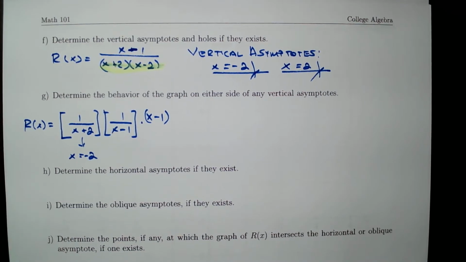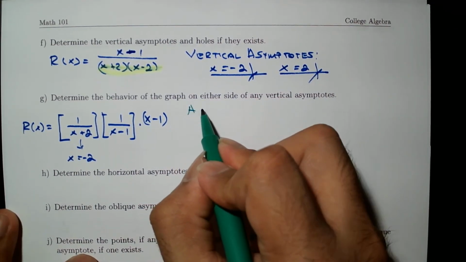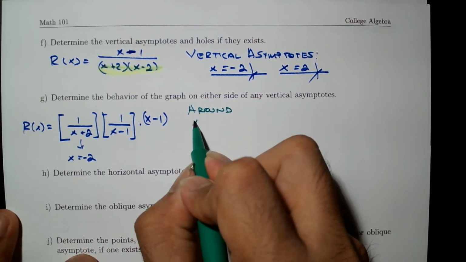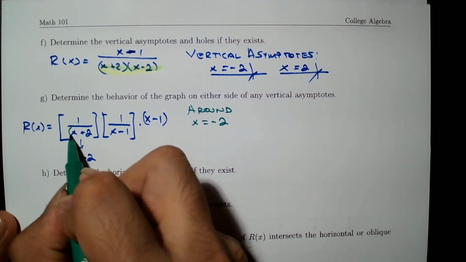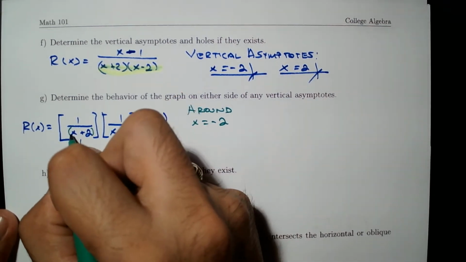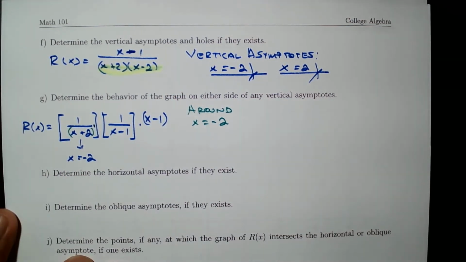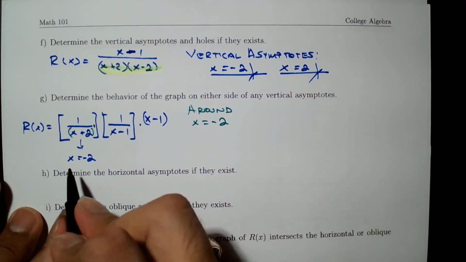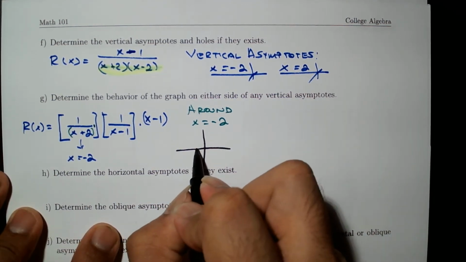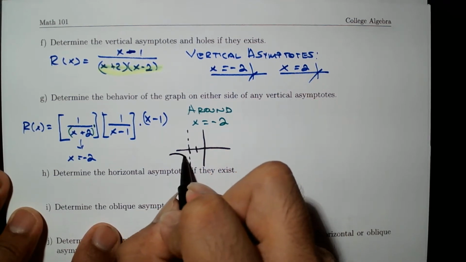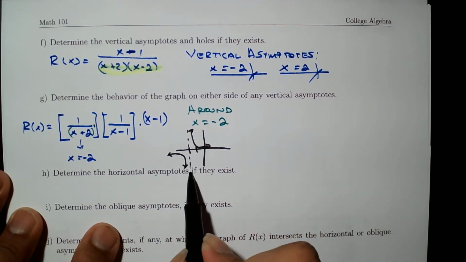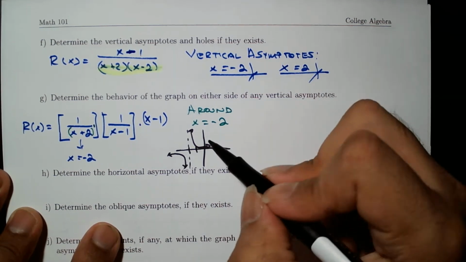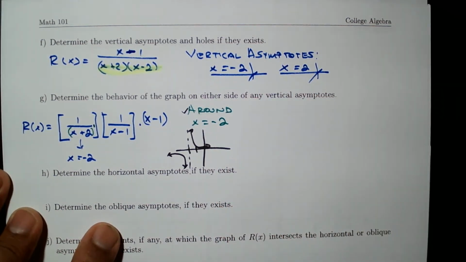So around x equals negative 2, keep in mind, look at the multiplicity. Remember what we did at the beginning of the video. This is like having x plus 2 to the first power. It's an odd power. So when we graph this, we're going to have our vertical asymptote at x equals negative 2, and the portion of the graph is going to look like this. So what happens if we approach negative 2 from the left? We're going to go to negative infinity. And if we approach from the right, we're going to go to positive infinity.